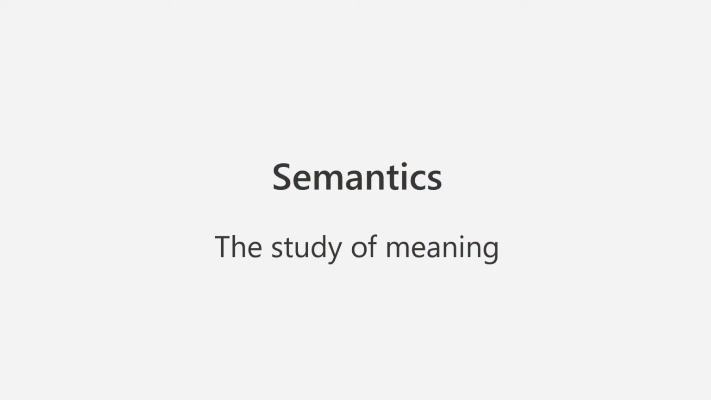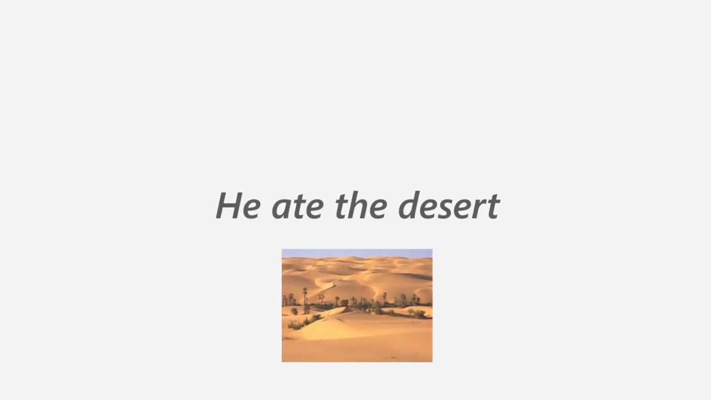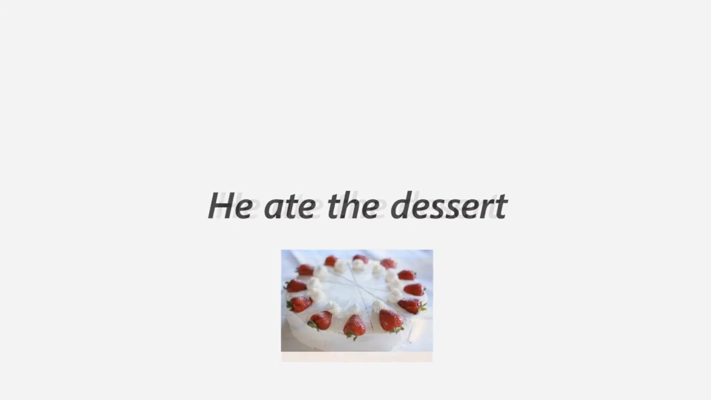Semantics refers to the study of meaning. It's concerned with the meaning of the sentences or instructions, rather than how they are formed. Consider this sentence. He ate the dessert. There's nothing wrong with the sentence structure here. The syntax is correct. Pronoun, followed by a verb, followed by an article, and then a noun. However, this is most likely not the meaning we want to convey. We probably want to say, he ate the dessert, conveying sensible meaning as well as correct structure.